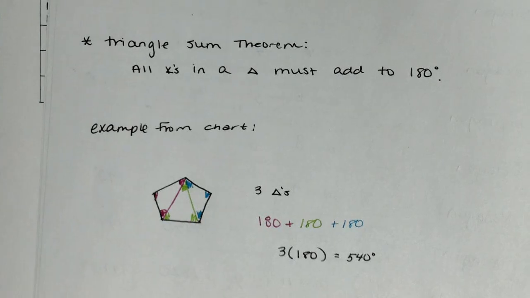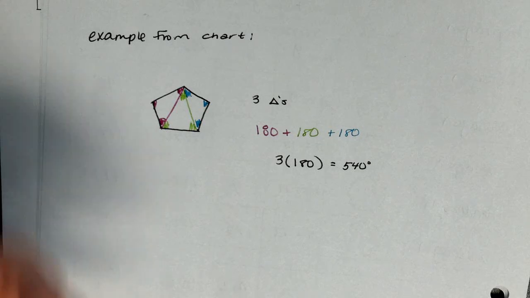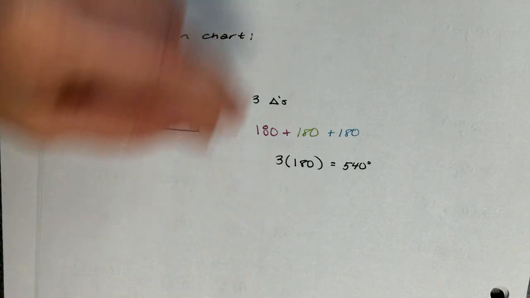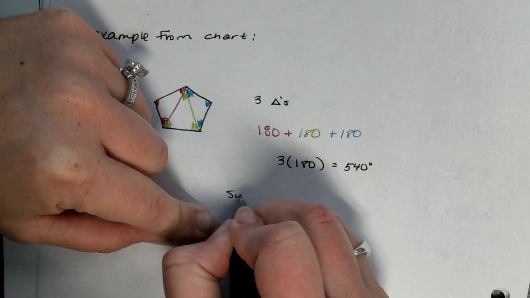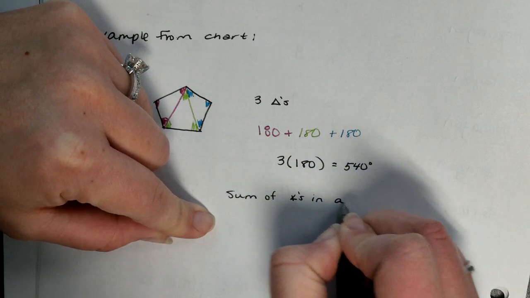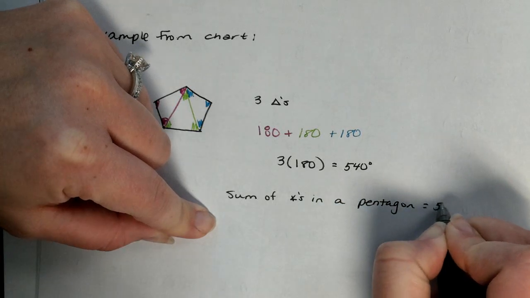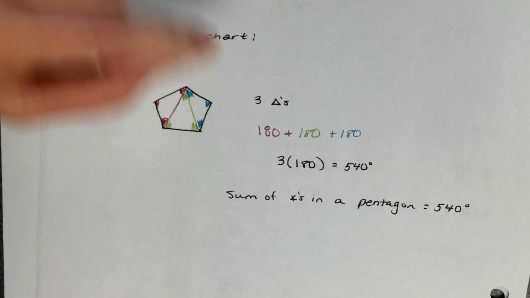So if we are ever in a situation where we don't have that chart handy, we can find it on our own by using this idea of breaking it apart into triangles. So the sum of the angles in a pentagon has to be 540 degrees. Okay.